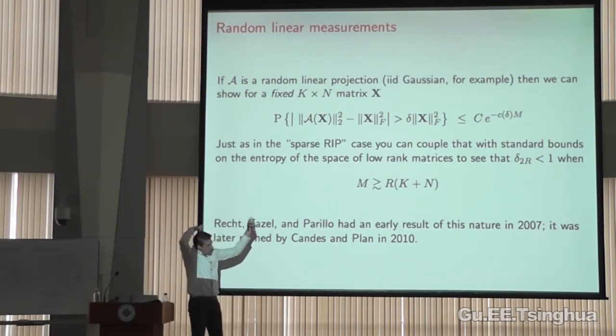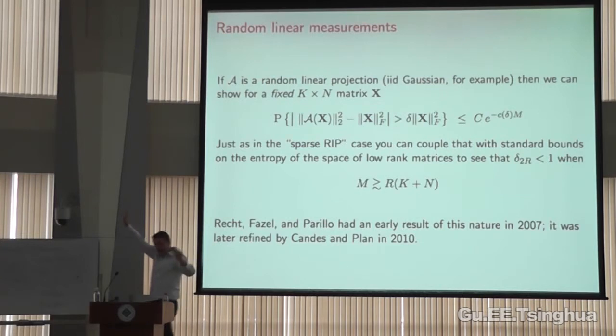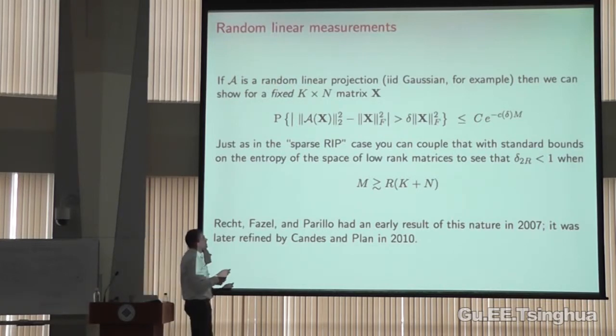This part doesn't change, because remember when we talked in the last hour, we talked about concentration for a fixed vector. We didn't say anything about that vector being sparse or anything. It was just an arbitrary vector. So this is exactly the same, but for matrices. We can just treat these things exactly like vectors.